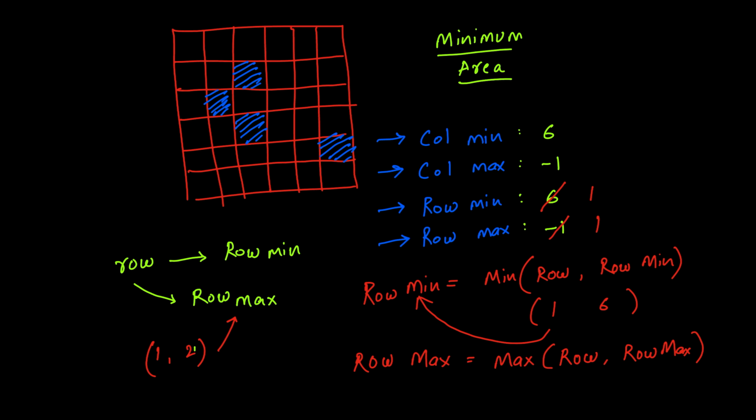Once the iteration is complete, we will compare the values of the column min, column max, row min and row max to calculate the size of the rectangle, multiply them with each other and return the result as the area.